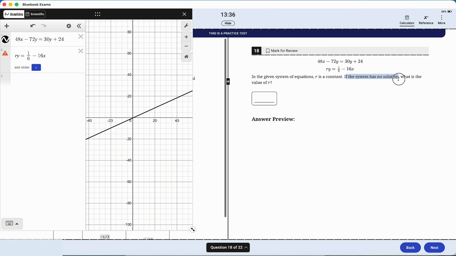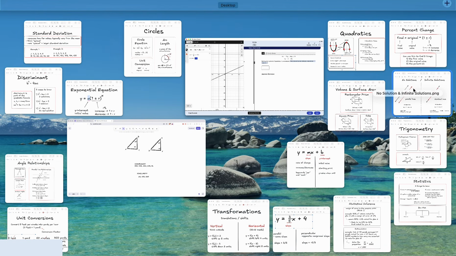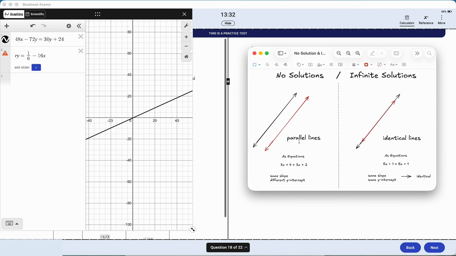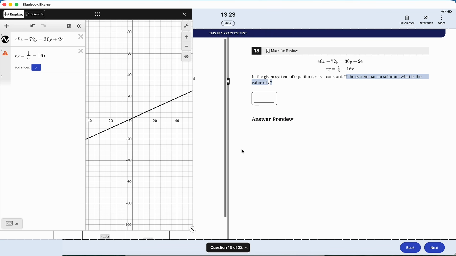They give you a system and they tell you it has no solution, right? So with our lines, remember, no solution just means that they're parallel lines. So that's how you can solve it algebraically. You basically know they have to be parallel, which means they have to have the same slope. So I'll show you that, but here's another cool thing you can do.